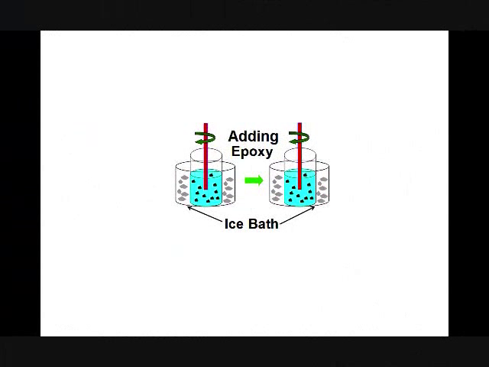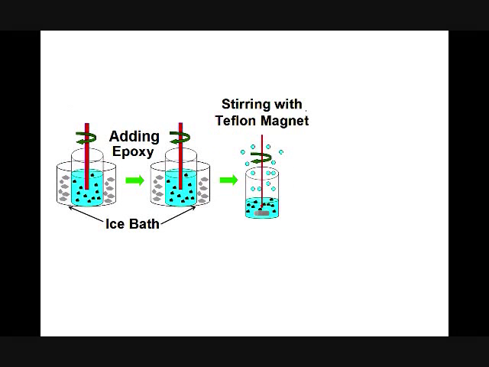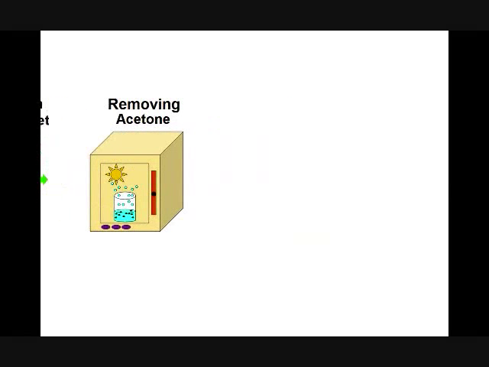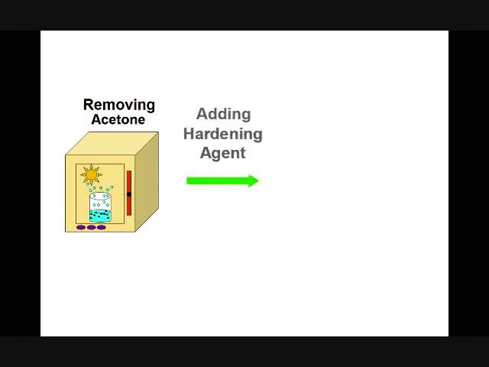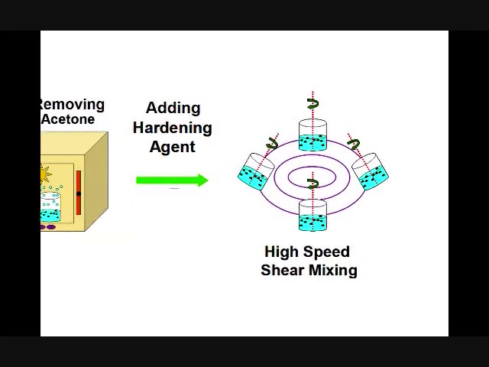For making the graphene epoxy nanocomposite, first, epoxy resin should be added to the mixture of graphene and acetone. This mixture helps the graphene nanoparticles disperse better. Then, the samples should be stirred and put under vacuum with heating at the same time to remove the acetone. The next step is adding the hardener. For well mixing the hardener with the materials, high-speed shear mixing should be used for at least 3 minutes.